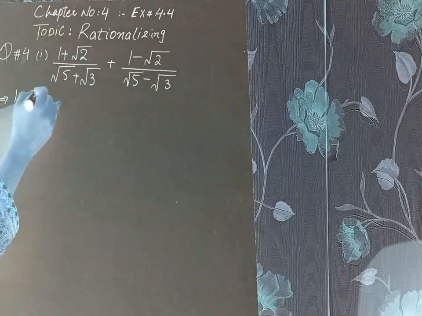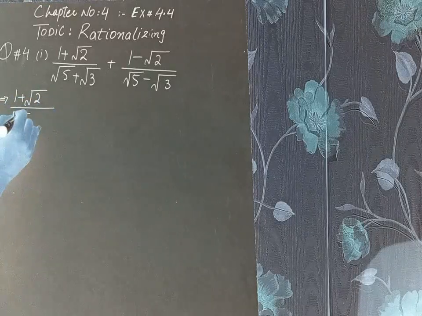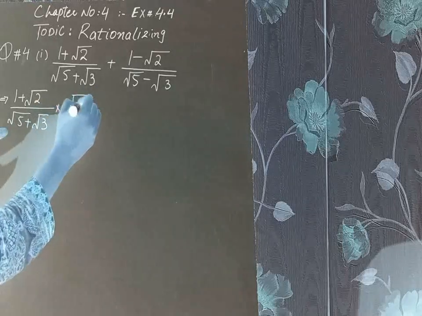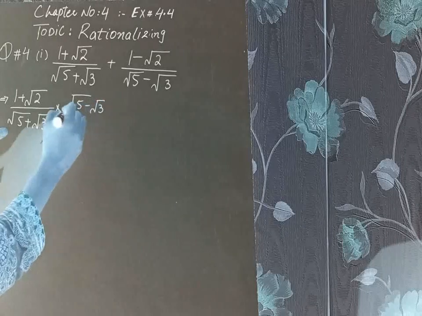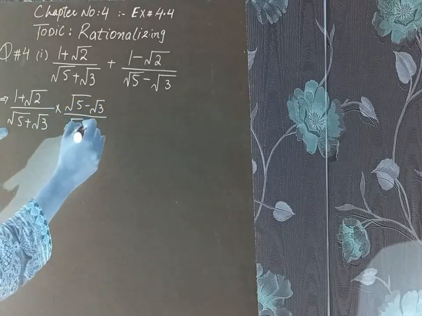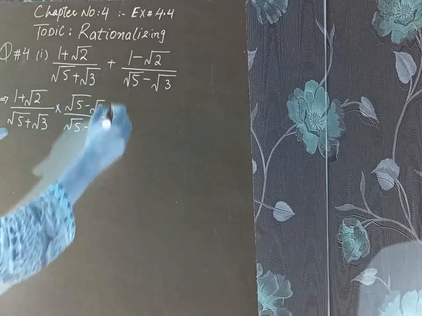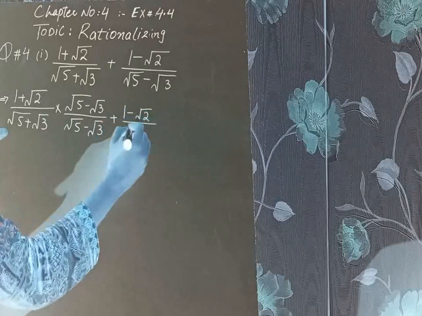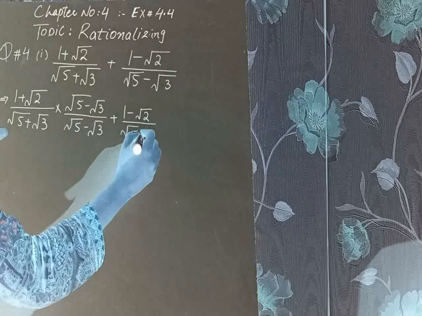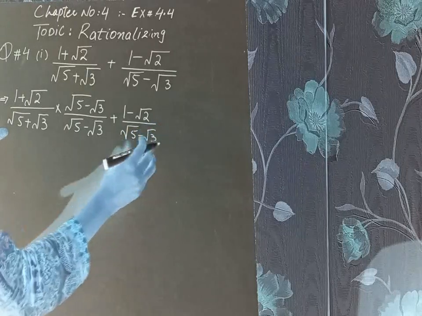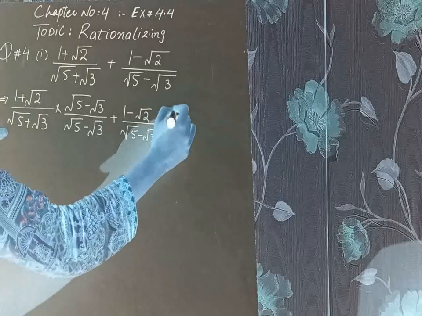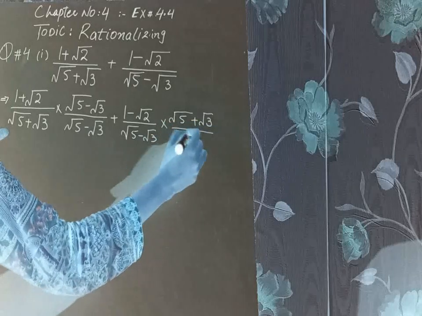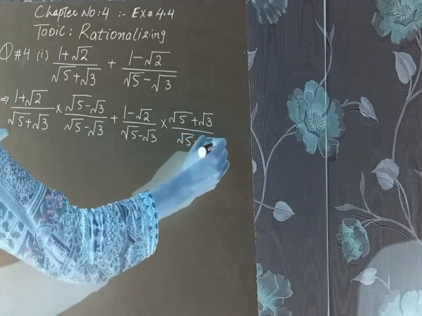1 plus under root 2 over under root 5 plus under root 3, multiplied by under root 5 minus under root 3 divided by under root 5 minus under root 3. Then the second one is 1 minus under root 2 over under root 5 minus under root 3. Its conjugate will be under root 5 plus under root 3. So we will multiply by the conjugate and divide by the conjugate.